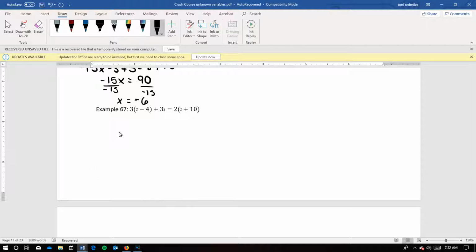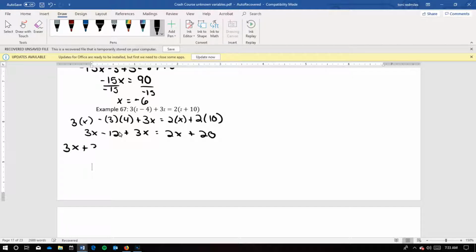All right, now I have double distributing. So in this first one, I distribute through, so it's going to be 3 times the x and 3 times the 4, 2 times the x, plus 2 times the 10. Let's clean it up. This is 3x minus 12 plus 3x equals 2x plus 20. Let's get all of our x's together. 3x plus 3x. If I bring this over, it's going to be minus 2.